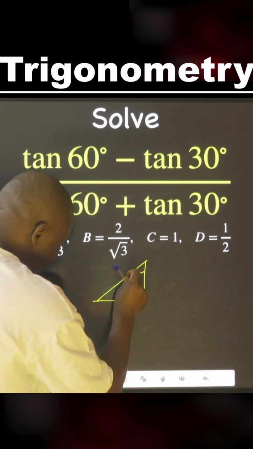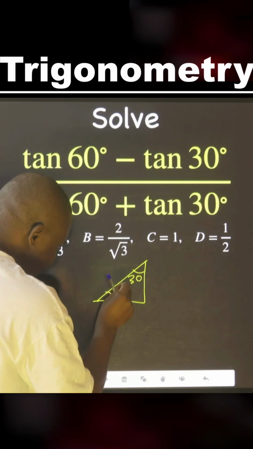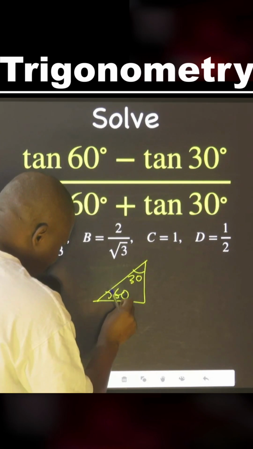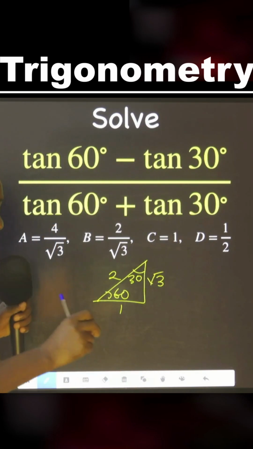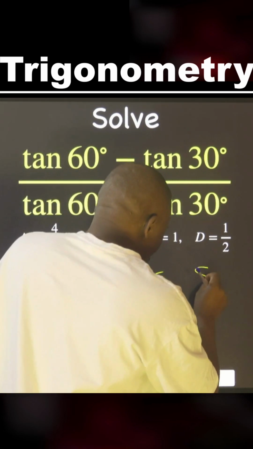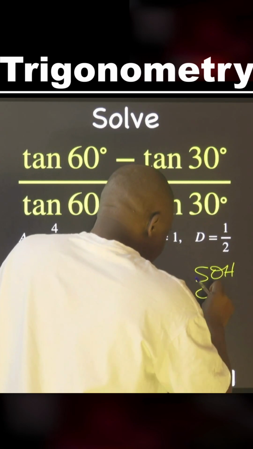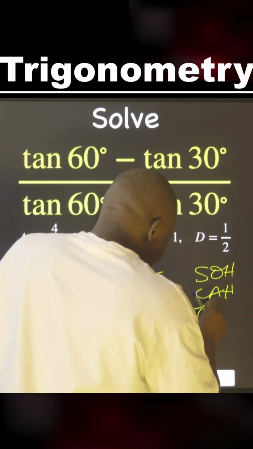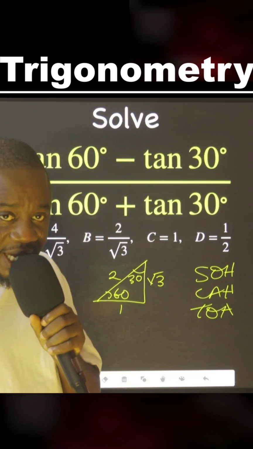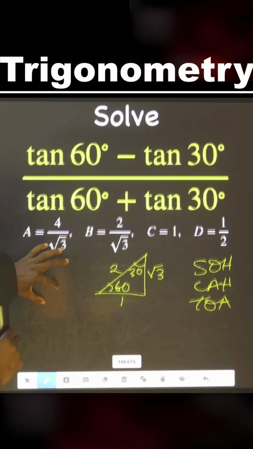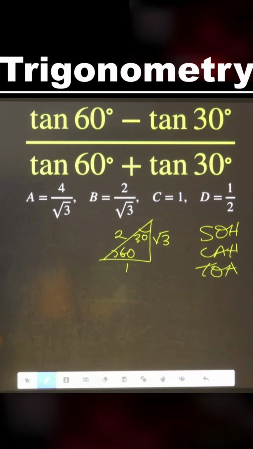Here is 30, here is 60, okay? Here is 1, here is 2, here is square root of 3. The next thing I should remember now is SOH CAH TOA. That is all I need to remember before I start anything, okay? So now we need to do replacement, substitution.